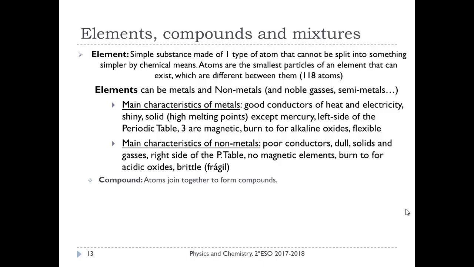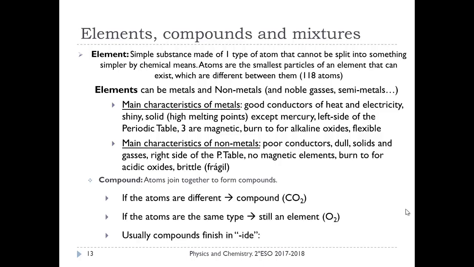When atoms join together, they form a compound. If the atoms are different, we have a compound. If the atoms are the same, we still have an element. For example, with oxygen, we are never going to find oxygen just as a single atom, but we'll find a molecule which is still going to be an element. And compounds usually finish in -ide. For example, carbon dioxide, CO2, finishes in -ide.